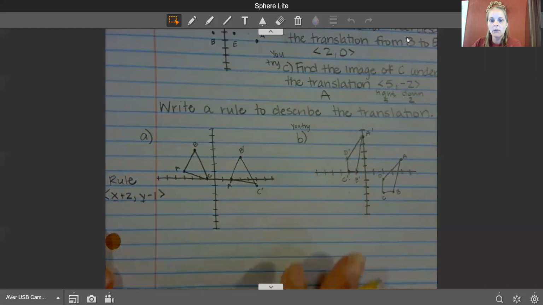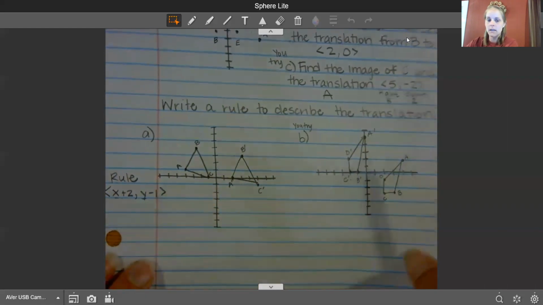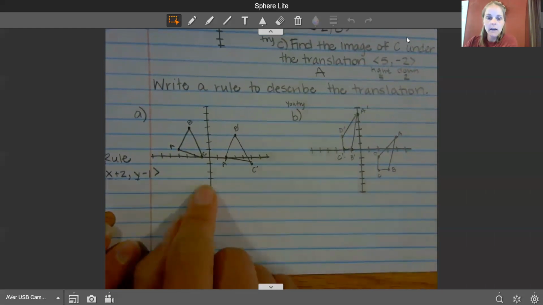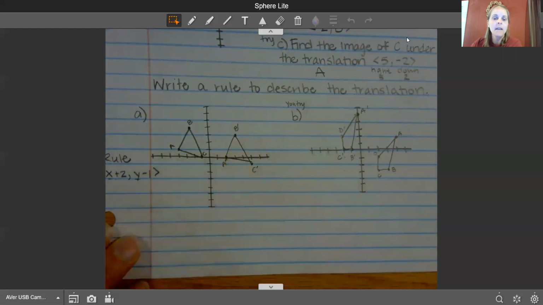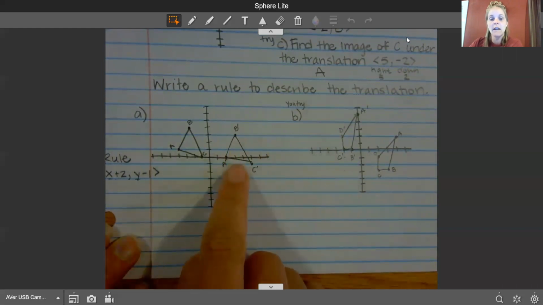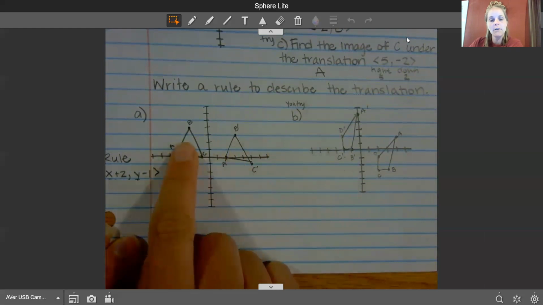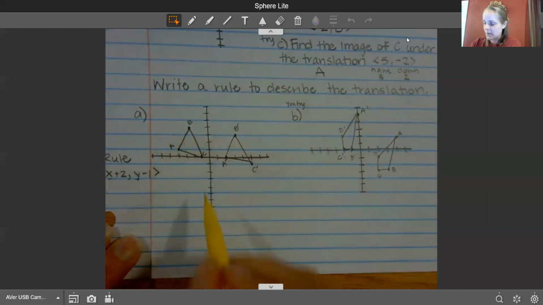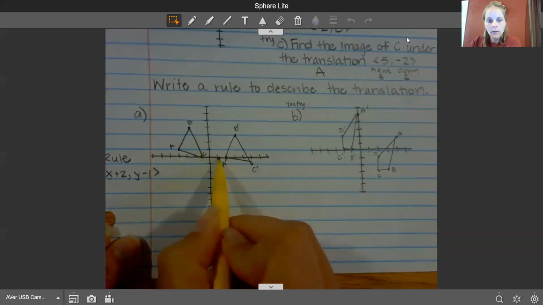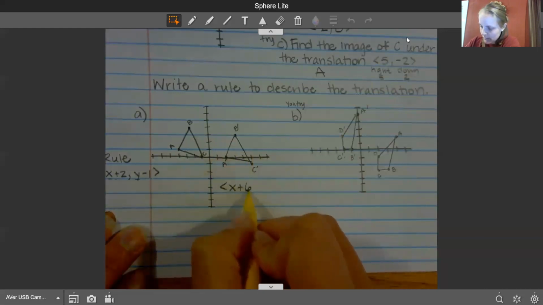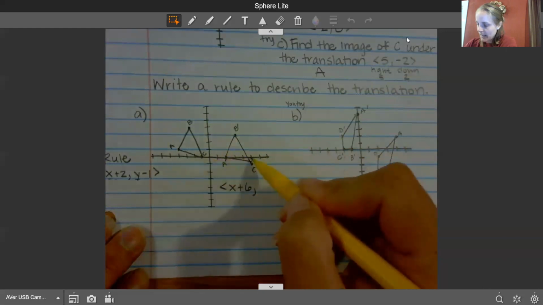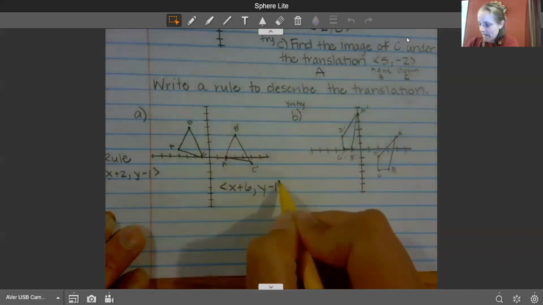Okay, so it says write a rule to describe the translation. So we want the translation here, and how can you tell which one is the original and which one is the one that's translated? Okay, and if you look really carefully, this has a tick mark on it. We would call that A prime. That means this shape right here is the one that has been translated. Okay, so we're going to start here at our original, and we're going to figure out how it's been shifted from here to here. So just choose a point. I'm just going to choose C. All right, and we went 1, 2, 3, 4, 5, 6 right. So that's going to be x plus 6. All right, and we started here, and so we went down 1. So I'm going to have y minus 1.